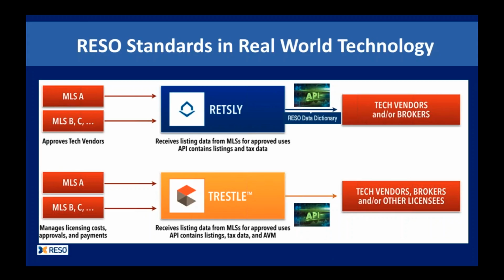The CoreLogic Trestle platform also aggregates data from multiple MLSs and allows the opportunity to provide a RESO Data Dictionary-based data feed across the RESO Web API out to those technology partners, brokers, and data licensees. Those are some examples of how RESO standards are used today in real-world technology and how they're also going to be used moving forward as we're looking at the adoption of the RESO Web API.